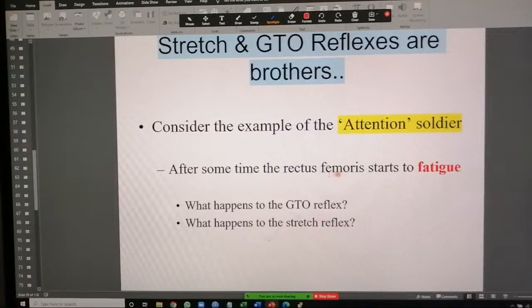What about the stretch reflex? Stretch reflex is simple. When the rectus femoris fatigues, there is slight stretching of its tendon. As soon as it stretches, there will be contraction of the agonist muscle due to stretch reflex mediated contraction. The result of both is that the agonist muscle contracts and the antagonist muscle gets inhibited. And so the rectus femoris is restored in its glory in the attention soldier, and he can maintain his posture and stand at attention.